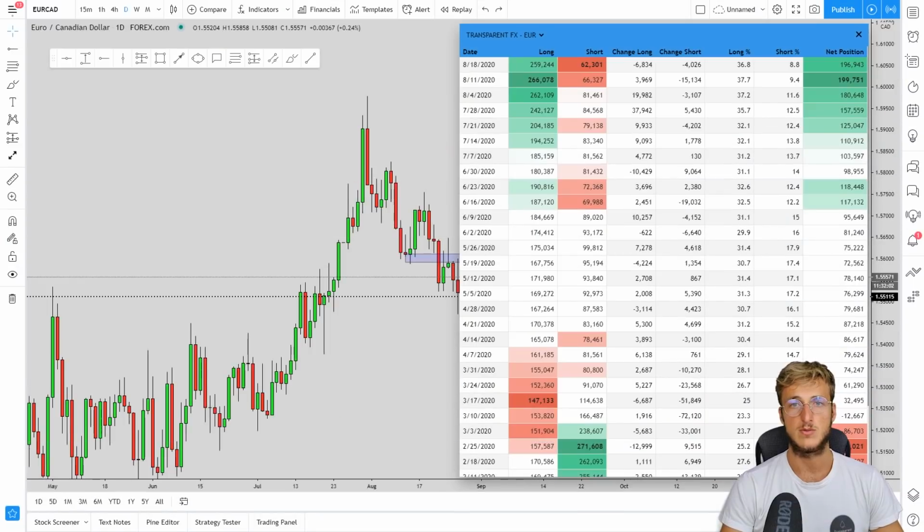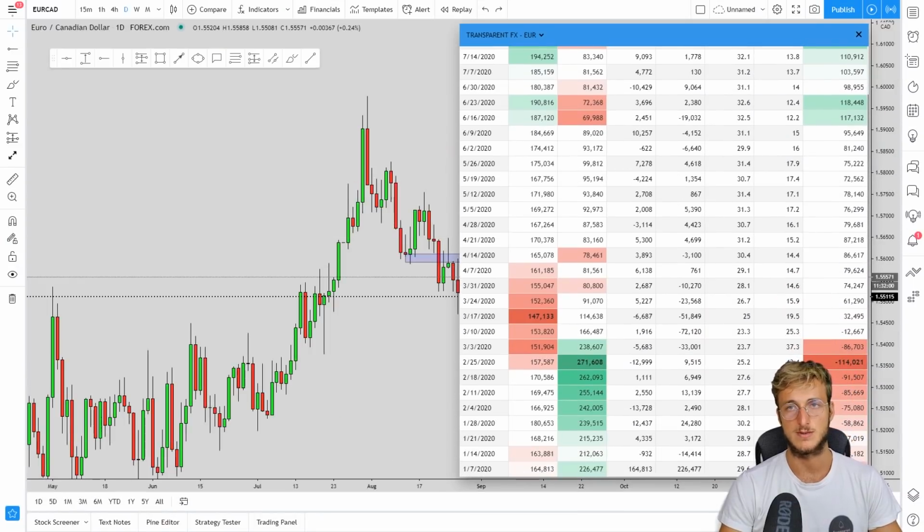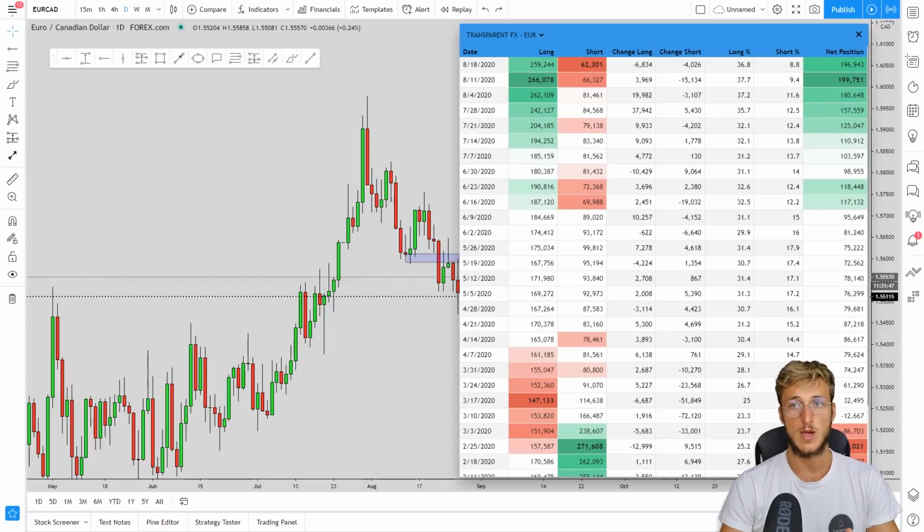Now, from a euro perspective, we can see that in the long term, we had a massive shift from having a negative net positioning of more than minus 100k net positions with 157k longs and 271k shorts to a situation where we now have way more longs than shorts. So completely the opposite situation with 266k longs and 66k shorts.